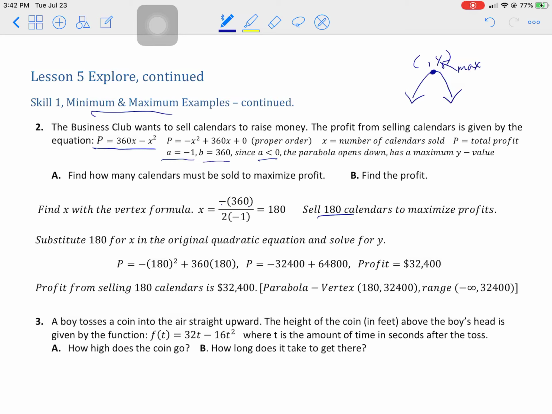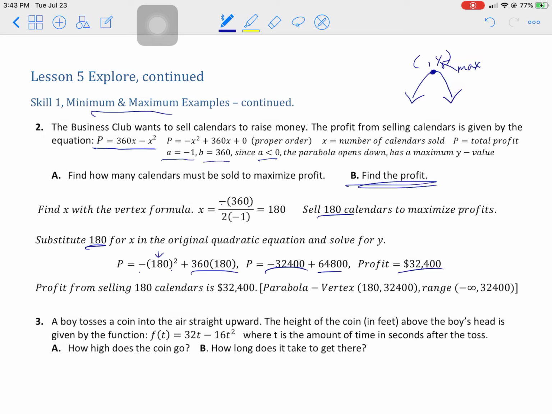All right. To find the profit, we need to substitute in that 180 everywhere there's an x. Don't forget to put it in parentheses. The negative is not squared, so 180 squared times the -1 gives you this, and then the 360 times the 180 gives you that, and when you add them together, or subtract them, however you want to say that, you're going to get $32,400. So the profit from selling 180 calendars would be that.